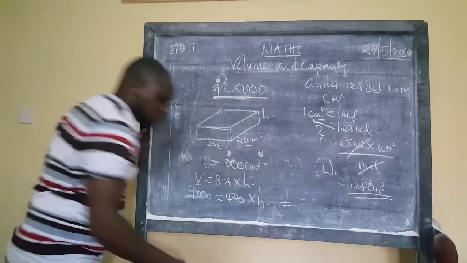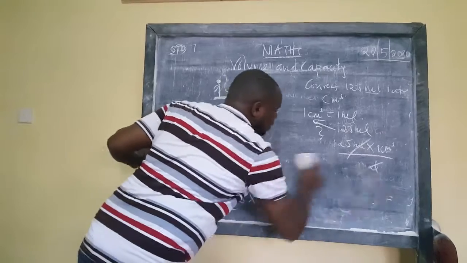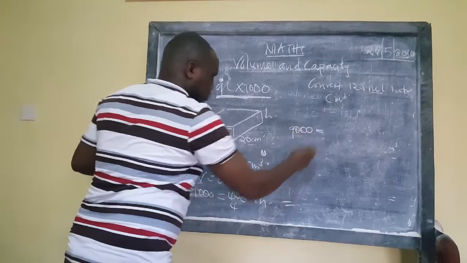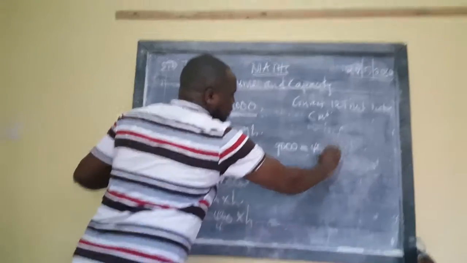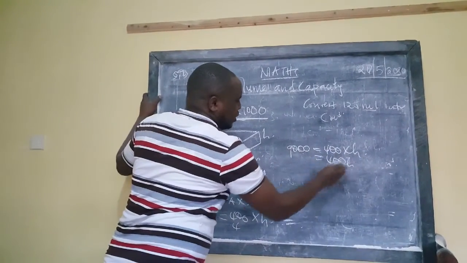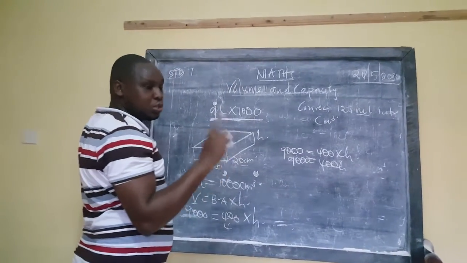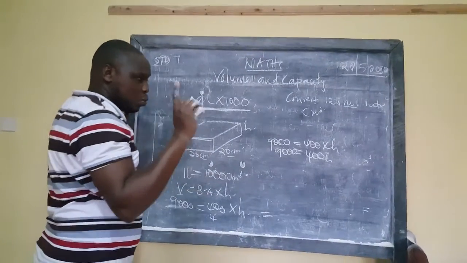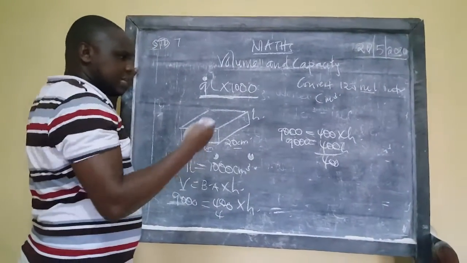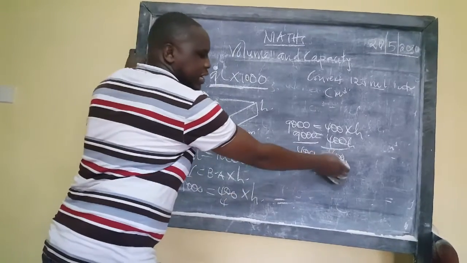You are going to write the unit in the last question. So it's going to remain 9,000 is equal to 400 times h. So this can be multiplied to get 400h. 400h is equal to 9,000. For us to be able to get h, because we don't want 400h, we want 1h, you divide both sides by the coefficient of h. Coefficient means the number before the unknown. So divide by 400 on both sides. You have divided here, you also divide here.